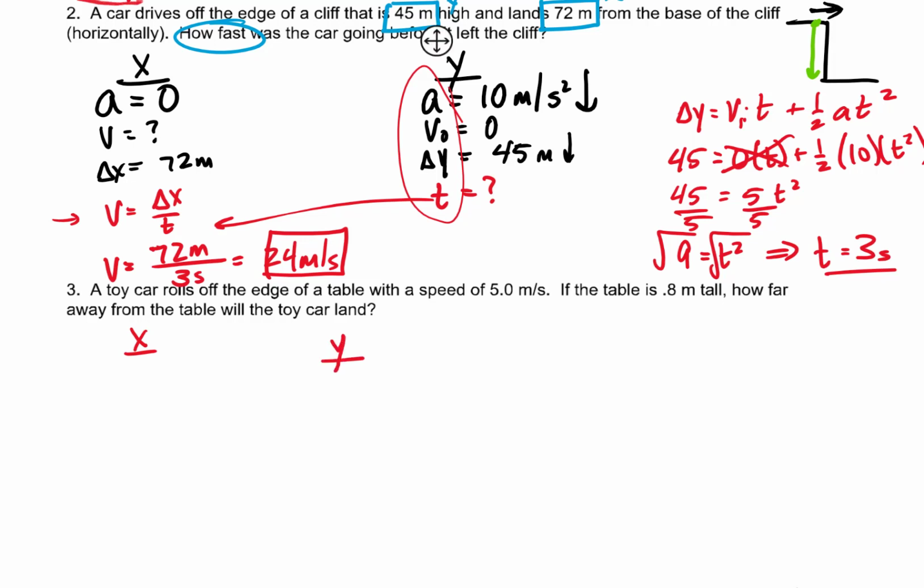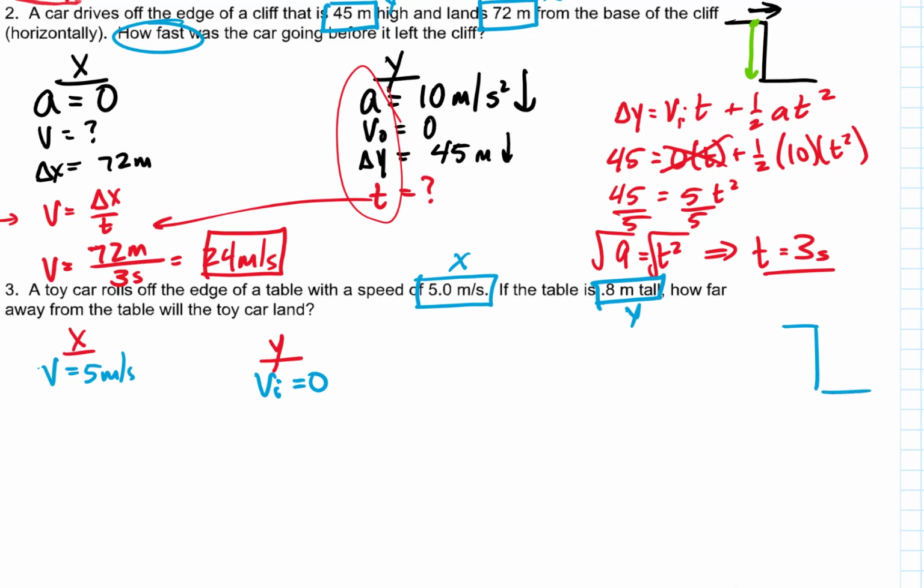A car rolls off the edge of a table with a speed of 5 meters per second. That is the velocity in the x direction, 5 meters per second. Since it's rolling off that table, it tells me the initial velocity in the y direction is 0. The table is 0.8 meters tall. That's y direction stuff. Again, I love drawing a little sketch for this. We're going off at 5 meters per second, and we're falling down 0.8 meters. So my delta y is 0.8 meters down.